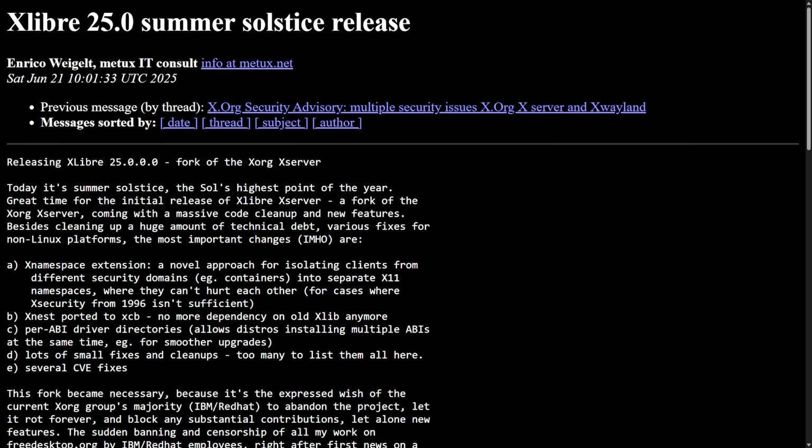And now we are actually seeing XLibre being proposed on Fedora. And we had a quick response on that. So we're going to be getting into this all today. Buckle up because this is going to be a fun ride.